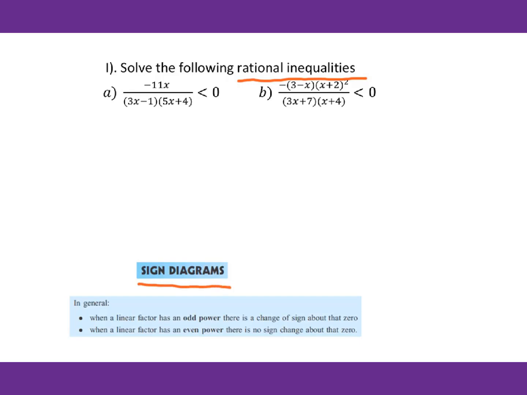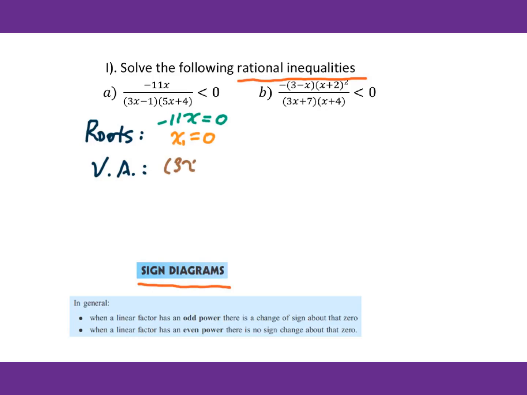First of all, we will figure out all roots and also the vertical asymptote lines. So for A, roots: you will make the numerator equal to 0. So negative 11x equals 0. You will get x1 equal to 0. For the vertical asymptote lines, you will make the denominator equal to 0.